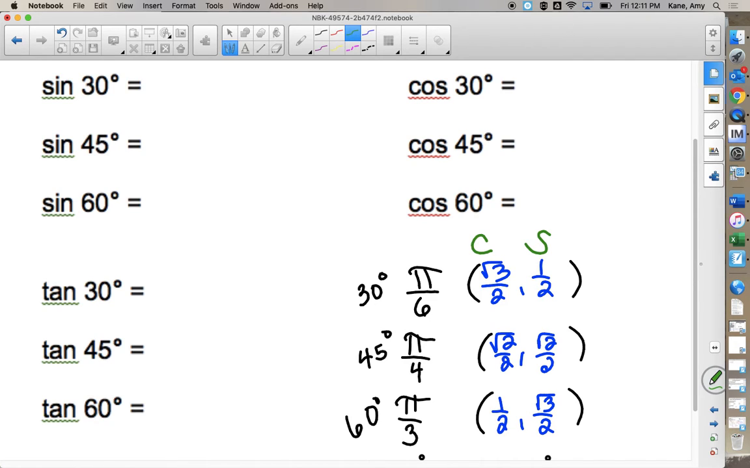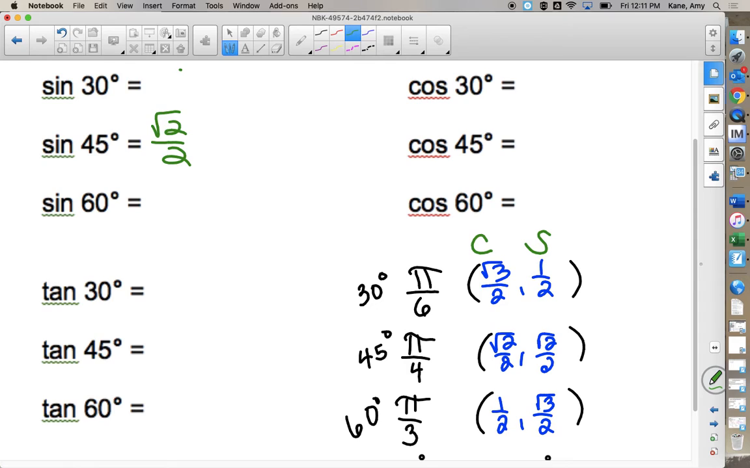All right, Drew. Sine 30, 45, 60. What do you have? Square root of 3 over 2. Square root of 2 over 2. 1/2. Is it wrong? Wait, what is it? 1/2, square root of 2 over 2. I keep doing it backwards. You've got to start with 1.